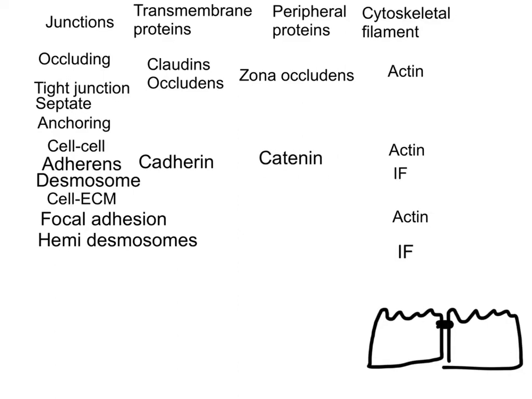Desmosomes had a whole bunch of weird ones. Does anybody remember? Okay, desmoglein, desmocollin, desmoplakin, plakoglobin. So it's like a little rhyme, right? Okay, so I don't want to write all those. Do I have to write them? I suppose I have to write them. Desmoglein, desmocollin. Those two are the transmembrane proteins.